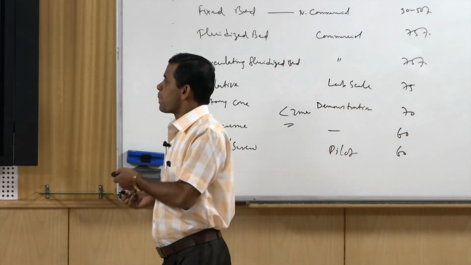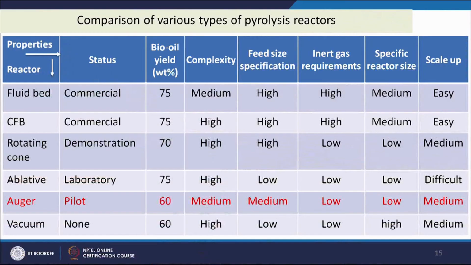So, this table gives us some comparison on feed size specification, inert gas requirement, specific reactor size, etc. On the basis of this information, it seems that the auger or screw type reactor, which has medium scale up difficulty, medium complexity and medium size specifications, may be superior, but it was developed at a later stage.